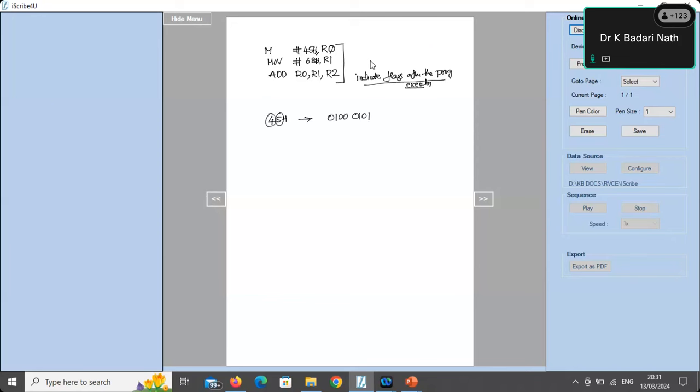5 0 1 0 1 4 0 1 0 0. I can write it. Next, take the second number 68H. It's already in the nibble format. So 1 0 0. 6 means 0 1 1 0. Now, what is the operation they have given? Addition is an operation. Perform the addition.